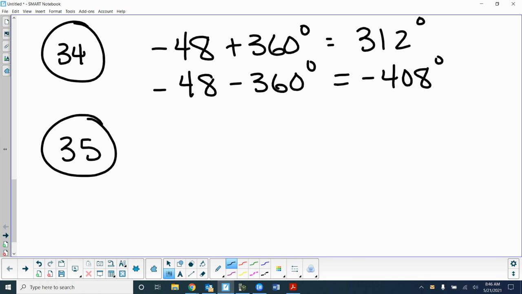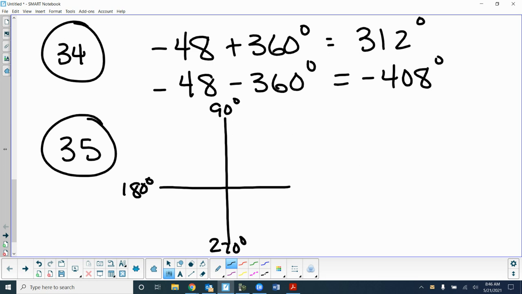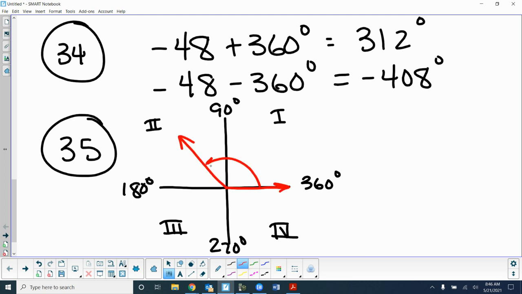Okay, so reference angle. Remember, this is 90 degrees, 180, 270, 360 going around. First, second, third, fourth quadrant, with little Roman numerals. So we have a 114 degree angle. Where does that end up? Second quadrant, right? That's the 114.